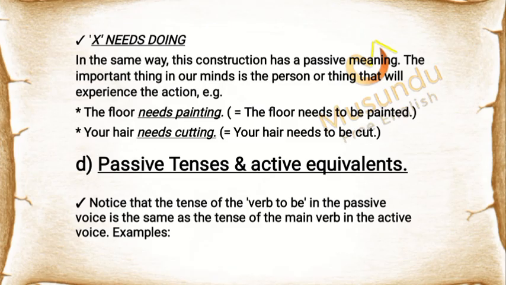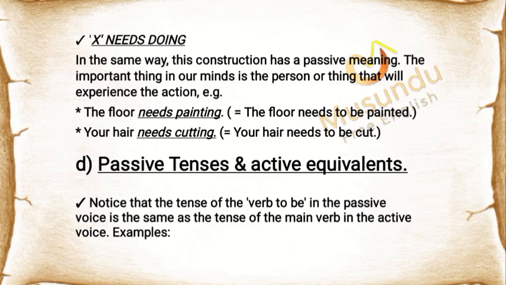In the same way, this construction has a passive meaning. The important thing in our minds is the person or thing that will experience the action, e.g., the floor needs painting. Equals the floor needs to be painted. Your hair needs cutting. Equals your hair needs to be cut. D. Passive tenses and active equivalents.